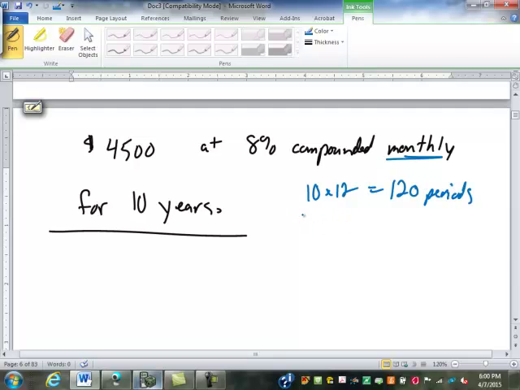Rate per period? 8% divided by 12, which gives us 2/3%. Neither one of those is on our table, is it? So the table sucks.